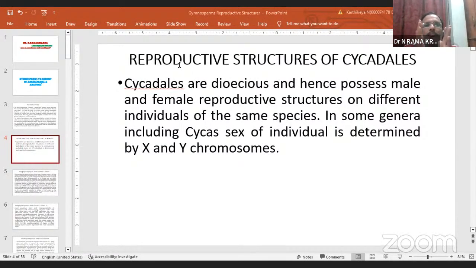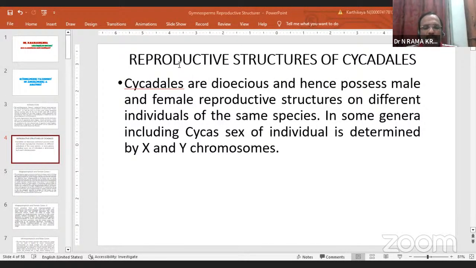Whenever we are looking at one plant, we are looking at two stages. One is the gametophytic stage, the second is the sporophytic stage. So what happens here? In some plants, the sporophyte is dependent on the gametophyte. But in our gymnosperms, the gametophytes are short-living plants, and sporophytes are the dominating plants. So here, the sporophyte is the dominating plant. Okay.